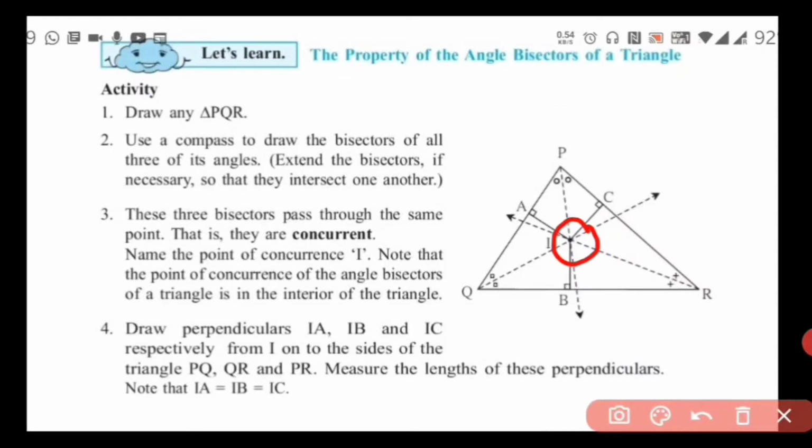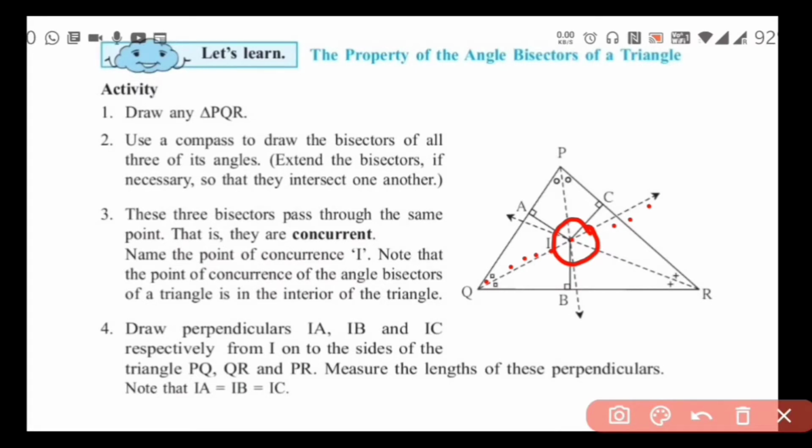Here this point I is there, and we can see all the broken lines or dotted lines. All these dotted lines are nothing but the bisector of all three angles. So these bisectors pass through the same point, and that point is point I, and that's why we can say that bisectors are concurrent. Name the point of concurrence I. Note that the point of concurrence of angle bisector of triangle is in the interior of the triangle. So we can see that this point of concurrence of angle bisector of a triangle is in the interior of the triangle.